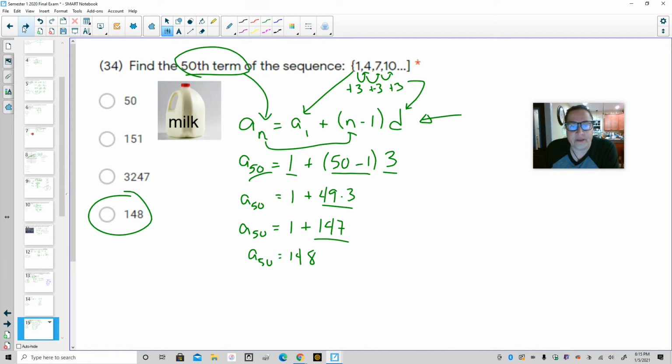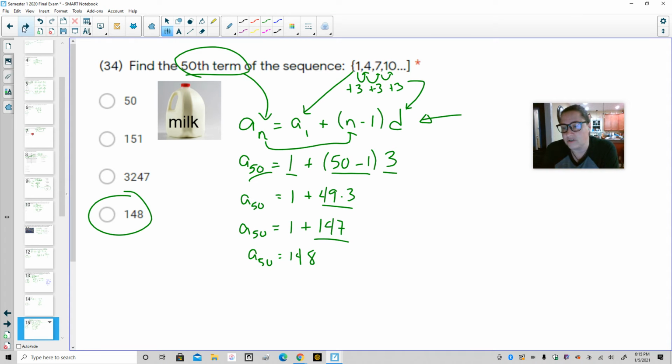Find the 50th term of the sequence. This one was difficult for some people, and I think part of that is that you don't need to memorize the formula, but when you hit a sequence, you need to look up the formula. So a of n is the term that you want. We want the 50th. a of 1 is the first term, that's 1. And the difference is going to be 3. 1 to 4 is 3, 4 to 7 is 3, 7 to 10 is 3.